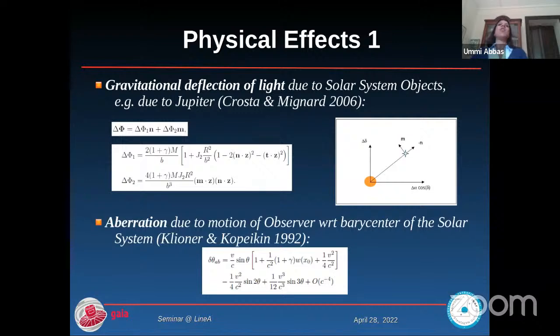And then, of course, there's the Sun deflection. Even at the ecliptic poles, we have deflection of the order of several milliarcseconds, so all this has to be taken into account very carefully. We also have the aberration due to the motion of the observer with respect to the barycenter of the solar system. That is quite a high effect. It's actually one of the strongest effects that needs to be accounted for.